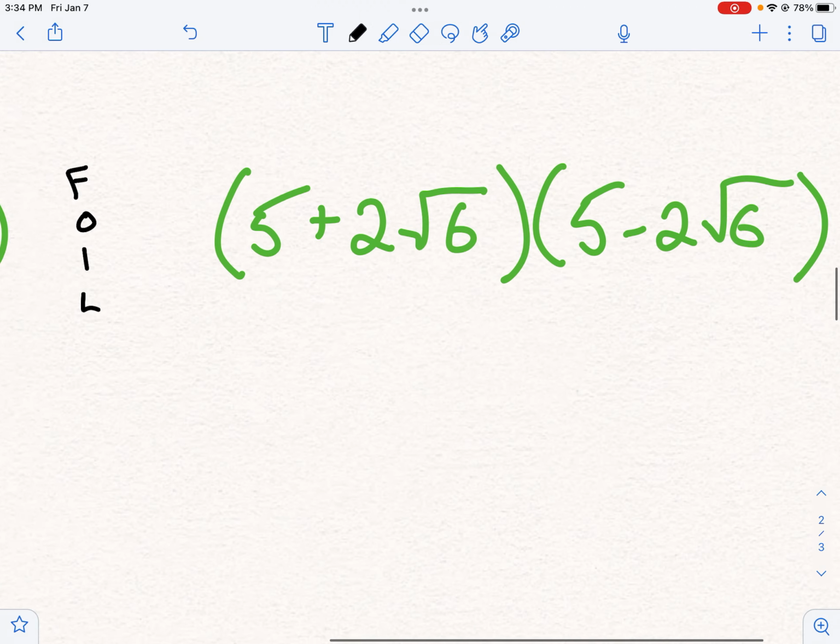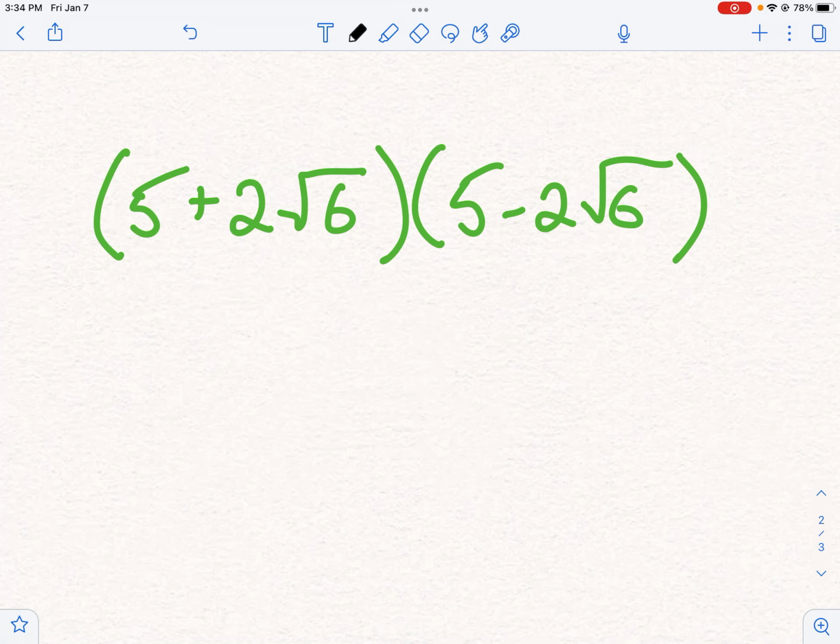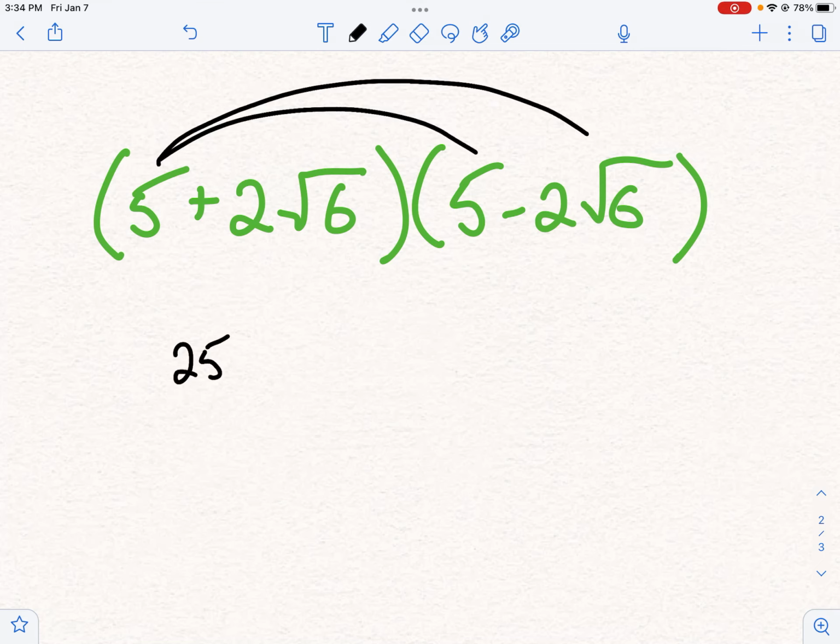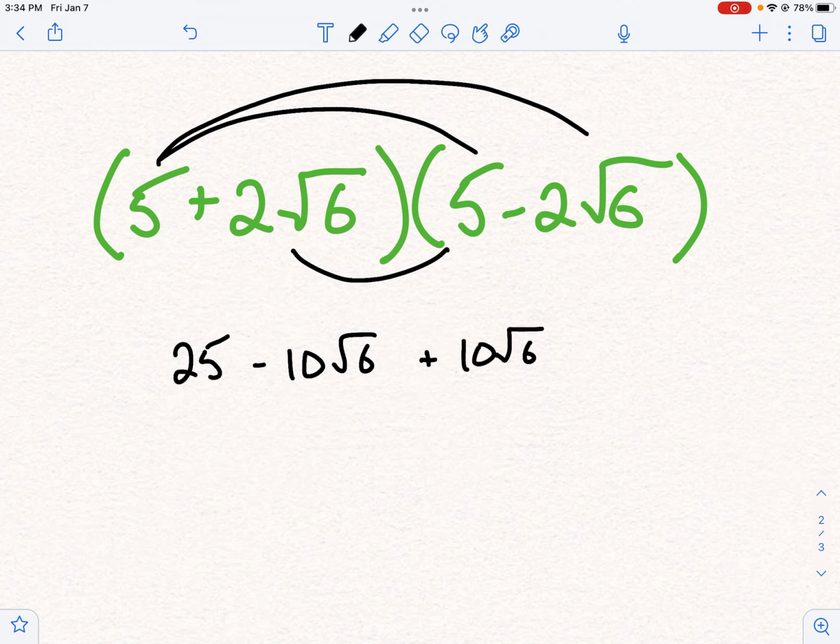Now on the other end of the spectrum, you will sometimes have conjugates, and these often have lots of things that combine together, but we're still just going to use the firsts and the outers and the inners and the last, that FOIL technique. So 5 and 5 make 25. 5 and -2 roots of 6 is -10 roots of 6. This guy is going to give me positive 10 roots of 6. That's what's awesome about conjugates. These two are going to be opposites, and they're going to cancel each other out.